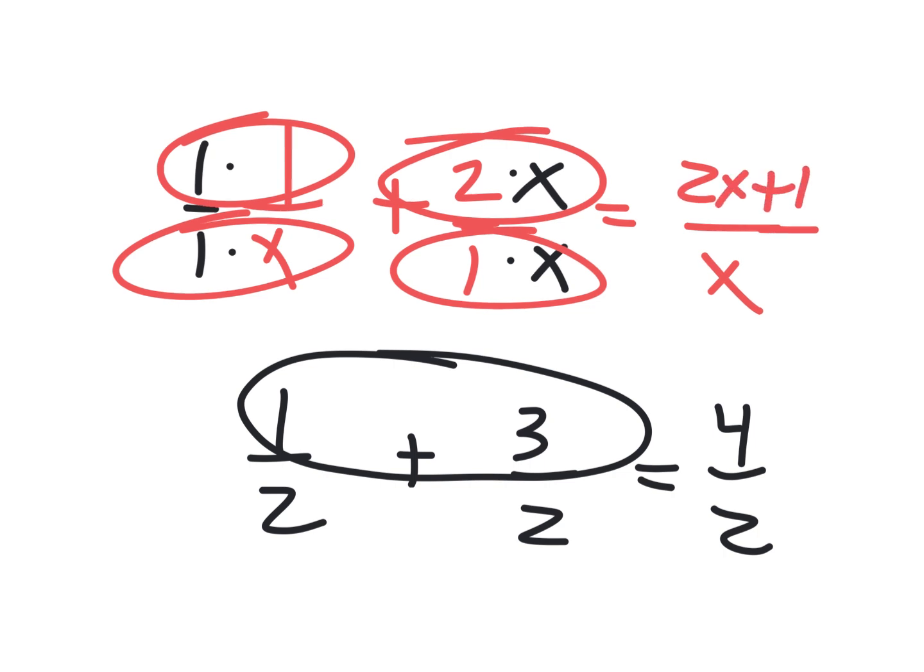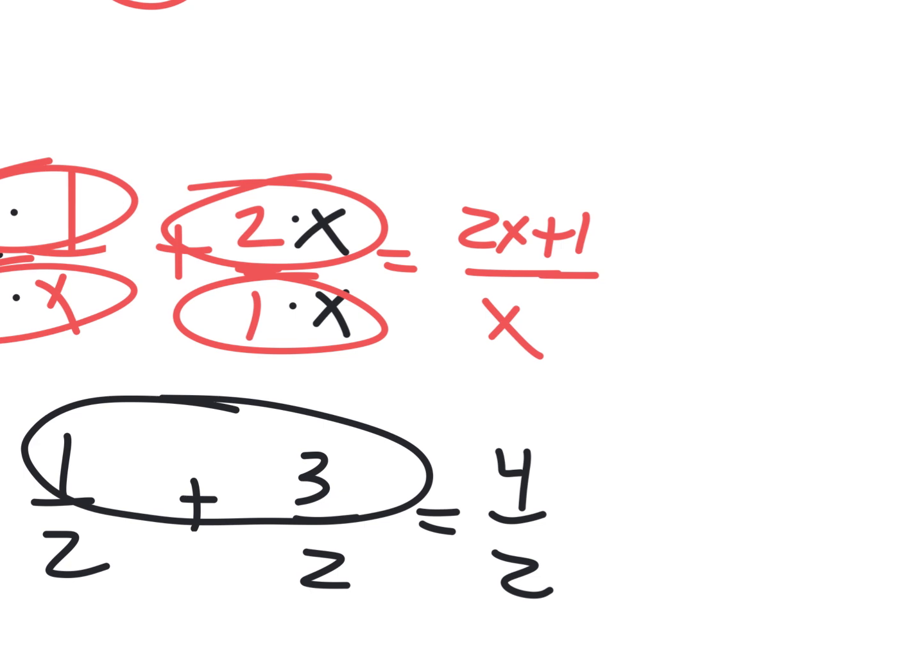So 2x plus 1 is 2x plus 1. Some people want to cancel that. You can't, because this is part of an add problem. You cannot cancel those x's, the x on the top and the bottom. So there's your answer. Now, when would that ever happen?